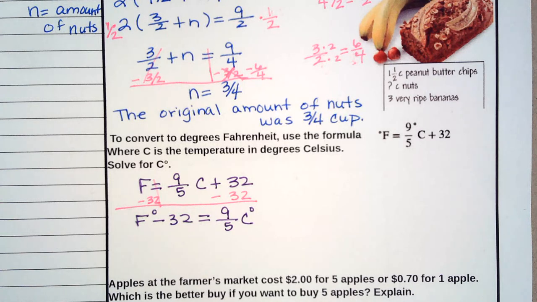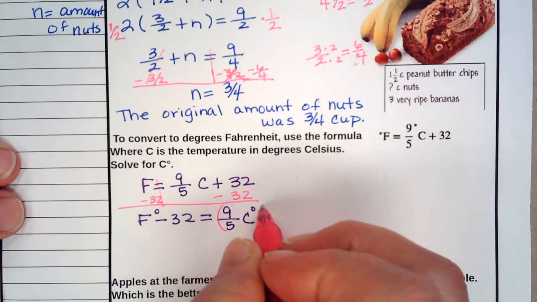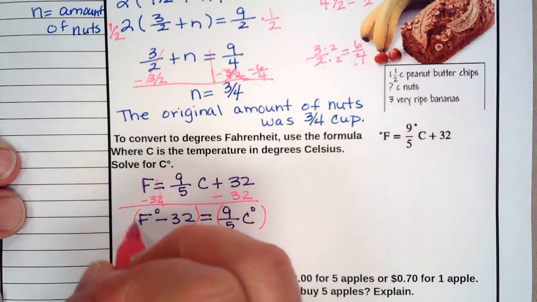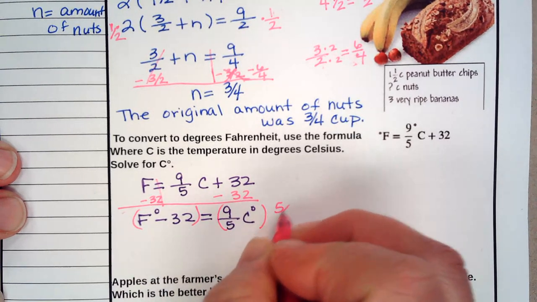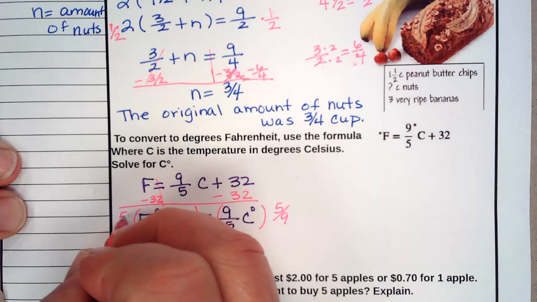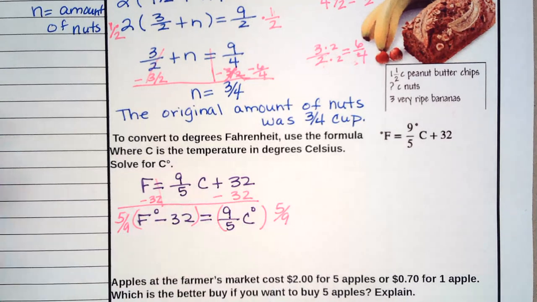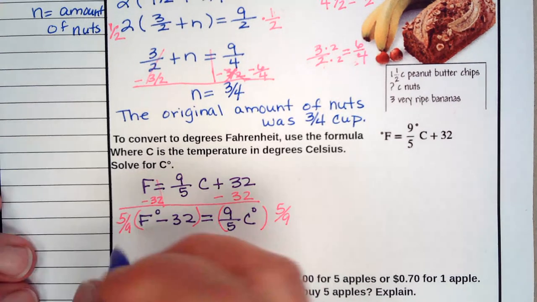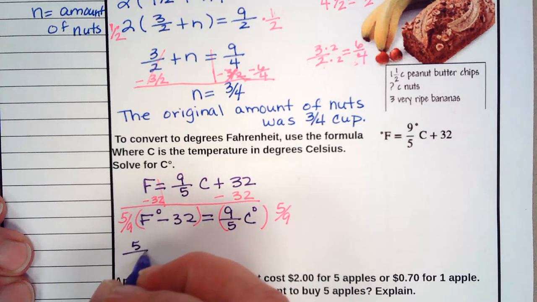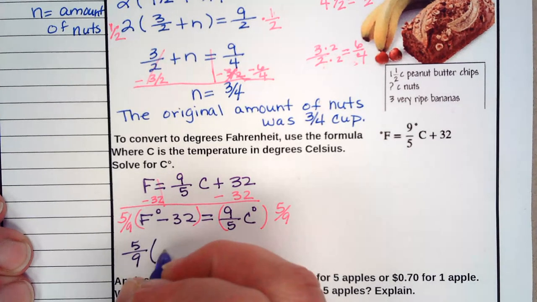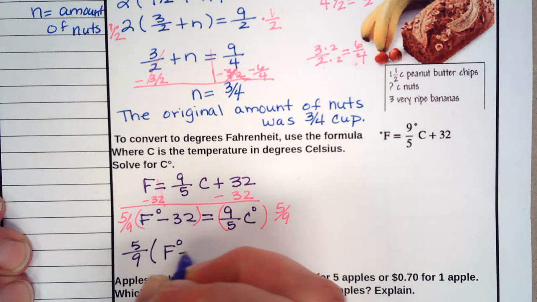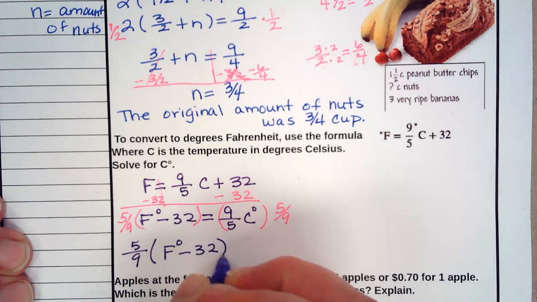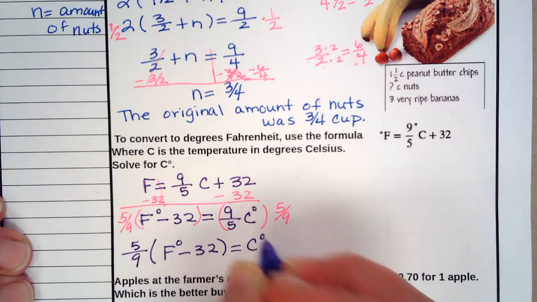Now what? What is the reciprocal of 9 over 5? 5 over 9. So 5/9 times your Fahrenheit degree minus 32 is equal to your degrees in Celsius.